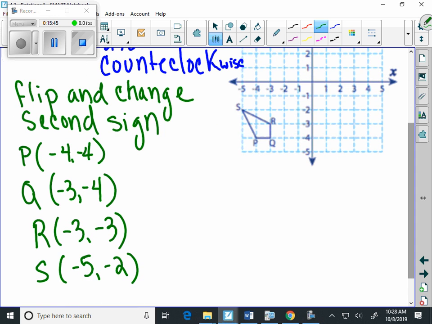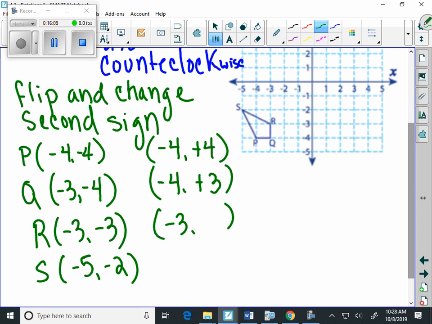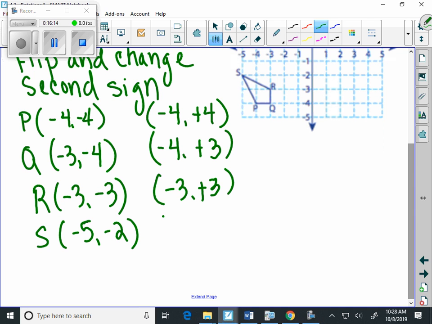Again, in this particular case, because it's not going to be the same answer as 1A, at least not intentionally, we're going to flip and change the second sign. And once we do that, then we can draw the picture.